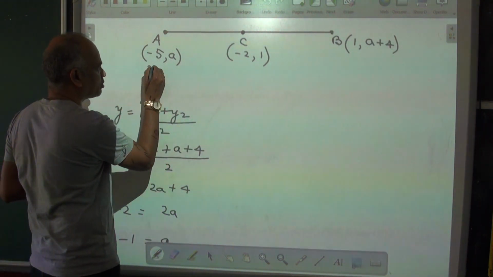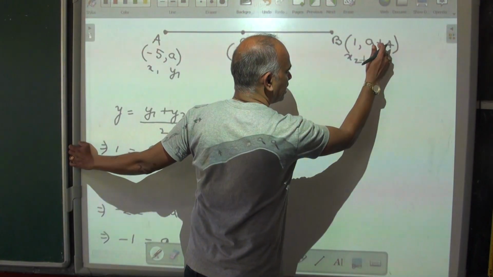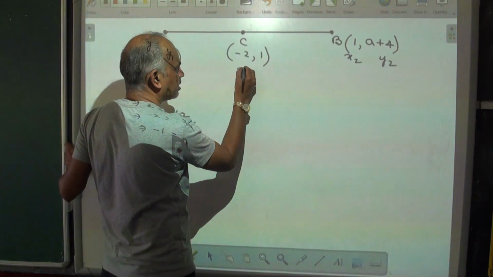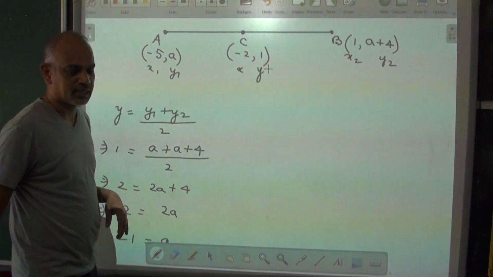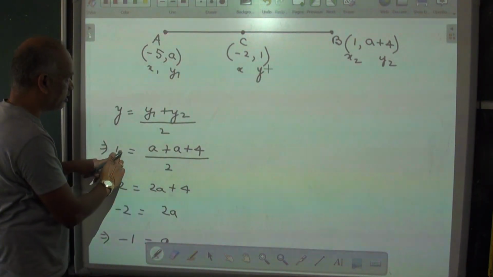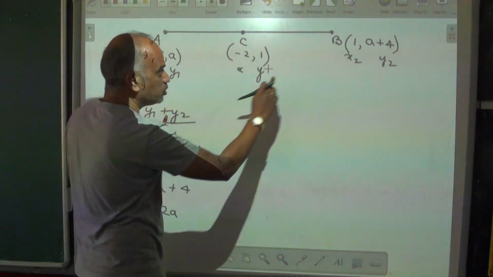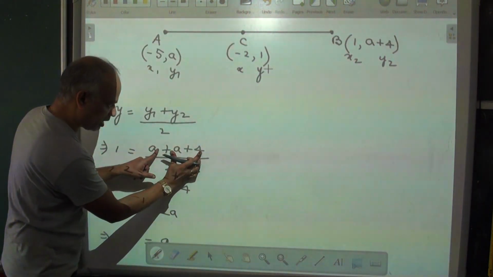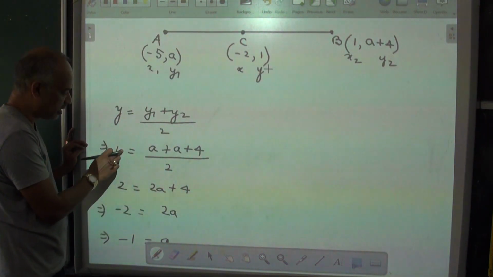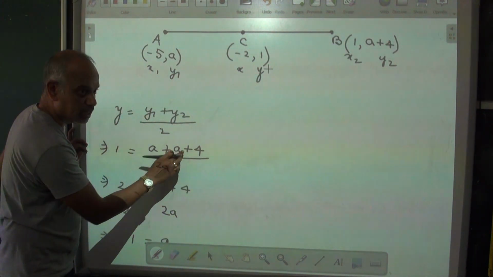So let's mark these first. This is x1, y1, and this one is x2, y2, and the point in between is x, y. Now substitute the values. The y value is 1, equal to y1 which is a, plus y2 which is a + 4, divided by 2. Multiply the 2 this side. That gives you 2 = a + a, which is 2a + 4.